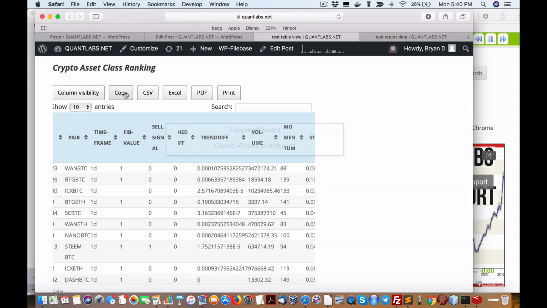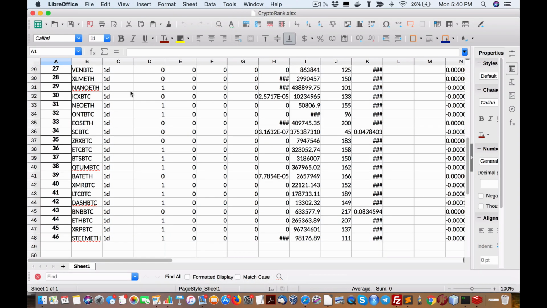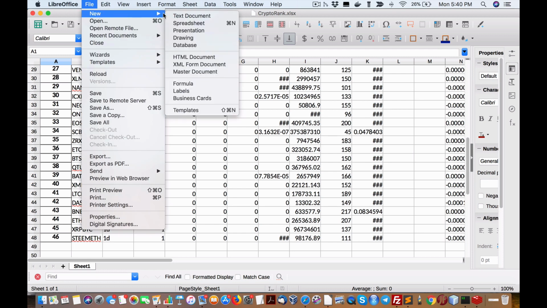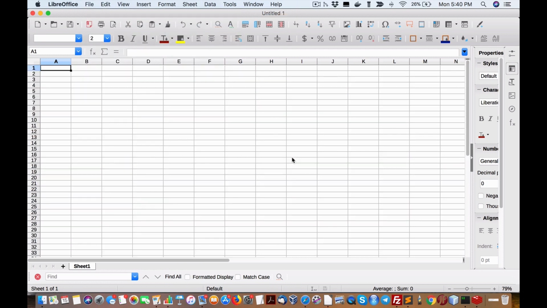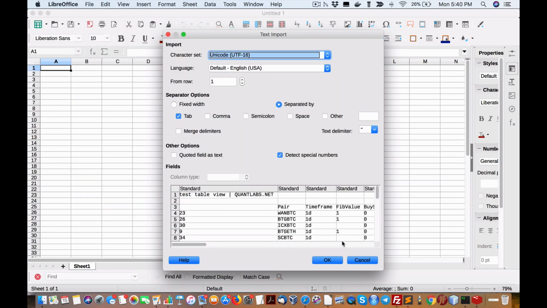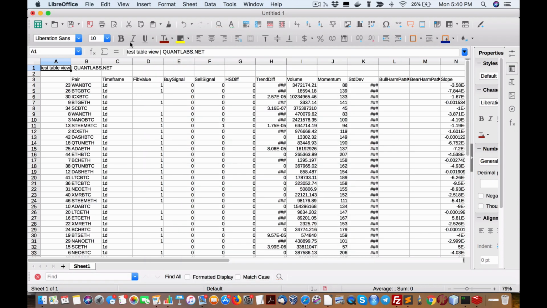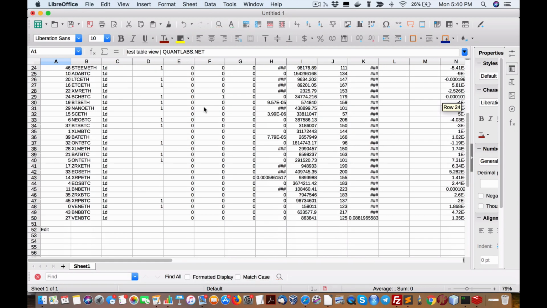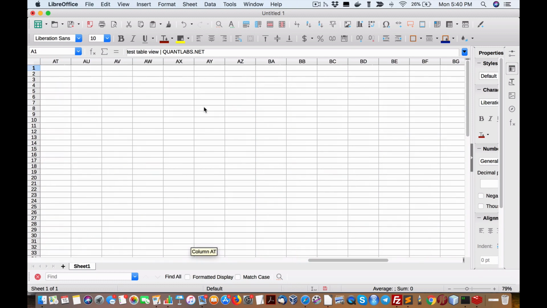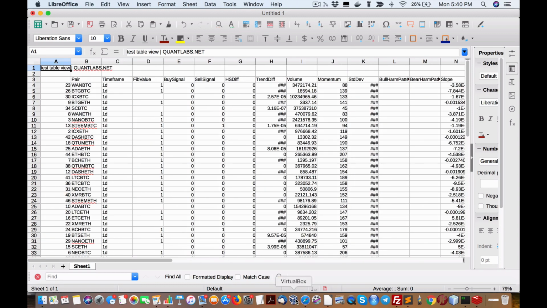We have a copy, so 47 rows copied. Load in my new spreadsheet. Blank, boom. It's like importing a CSV, or comma separated value. There you go. You have your spreadsheet available for all your analysis.